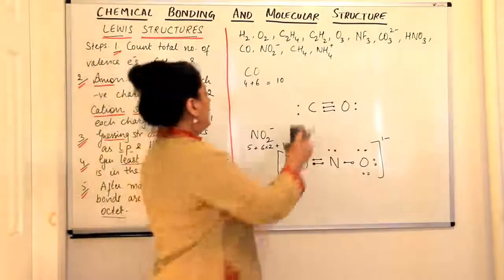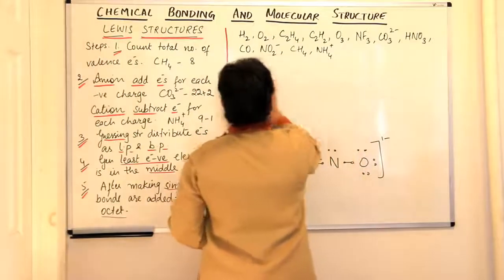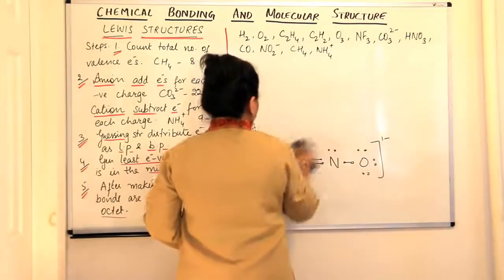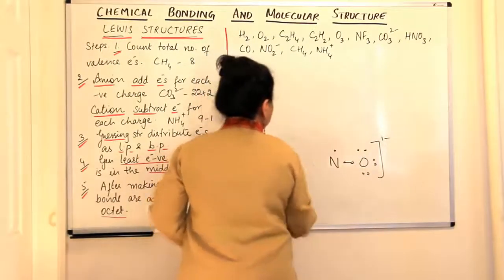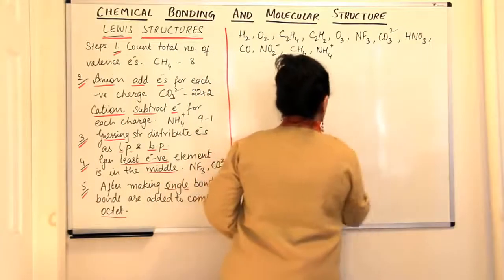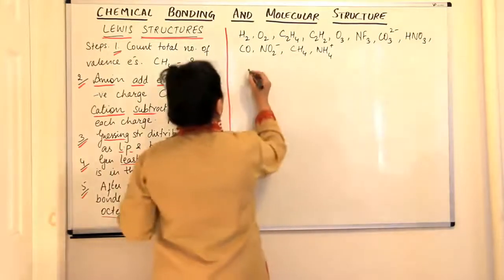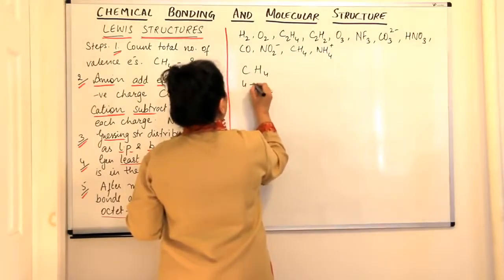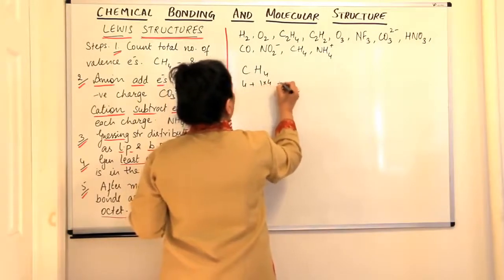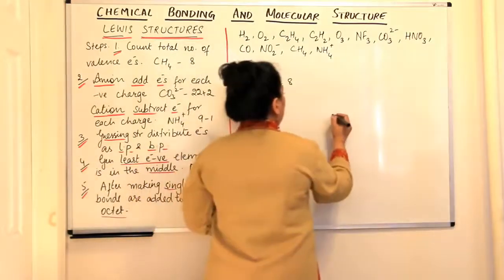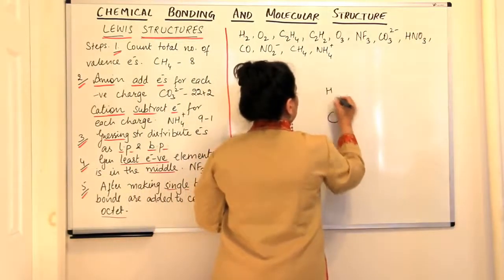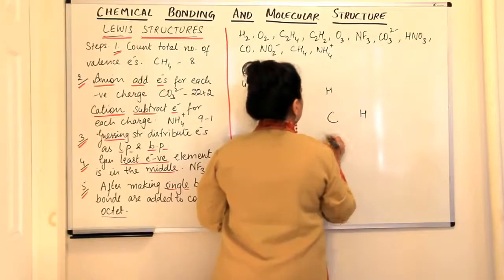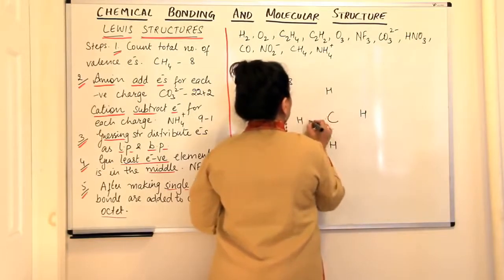Let us now come to the next structure, that is methane. Methane has carbon in the center because hydrogens always come to the end. Carbon in CH4 has 4 electrons, and hydrogen 1 into 4 is 4, so we have 8 electrons in all. Carbon in the center, and we put hydrogens on the 4 sides. It's one of the simplest Lewis structures to make.